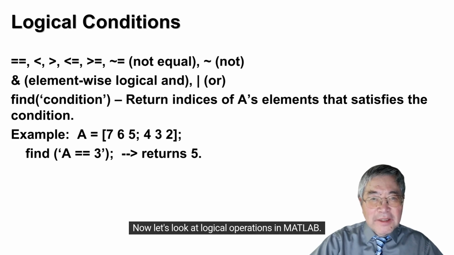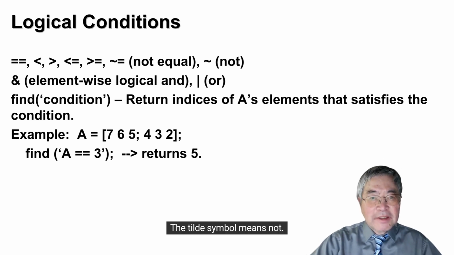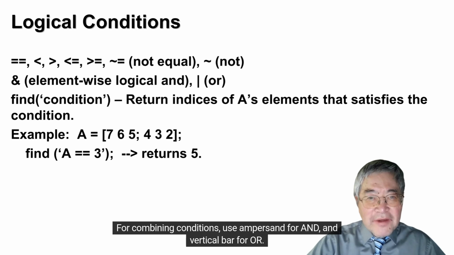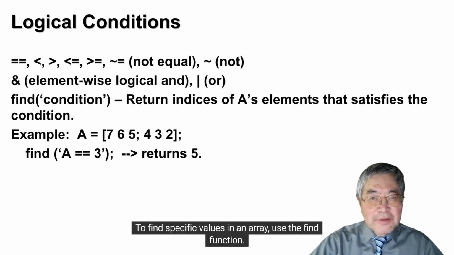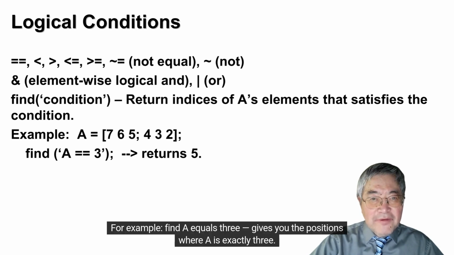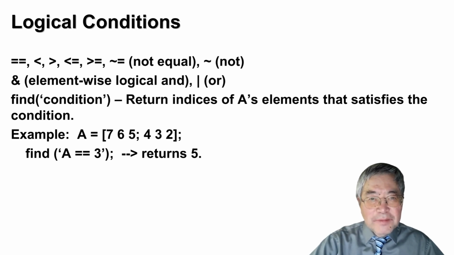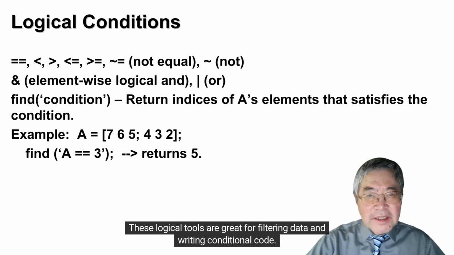Now let's look at logical operations in Matlab. You can compare values using operators like double equals, less than, greater than, or not equals, which is written as ~=. The tilde symbol means not. For combining conditions, use ampersand for and, and vertical bar for or. To find specific values in an array, use the find function. For example, find(a == 3) gives you the positions where a is exactly 3. These logical tools are great for filtering data and writing conditional code.